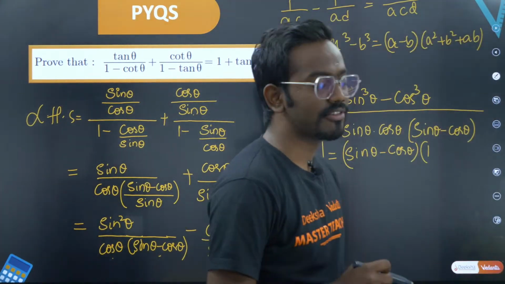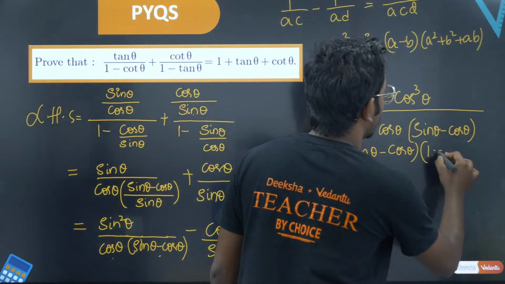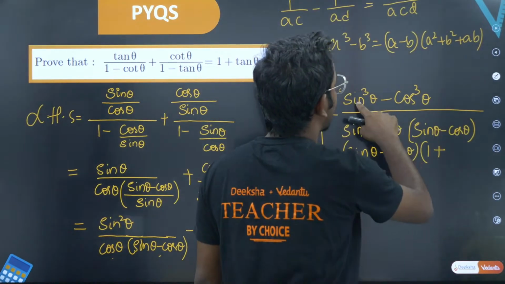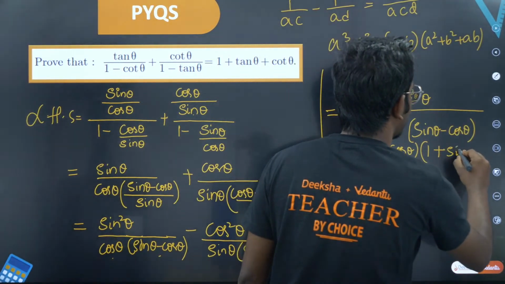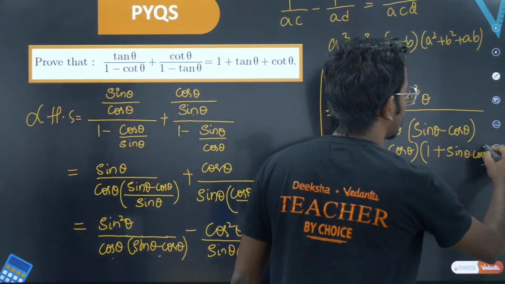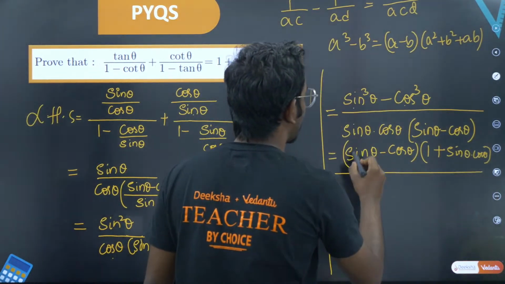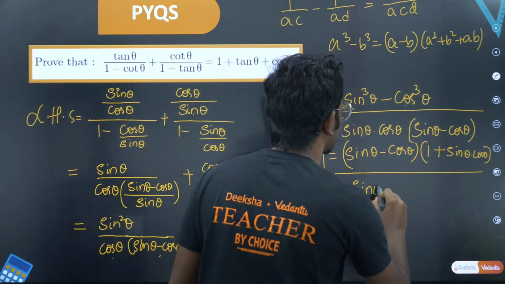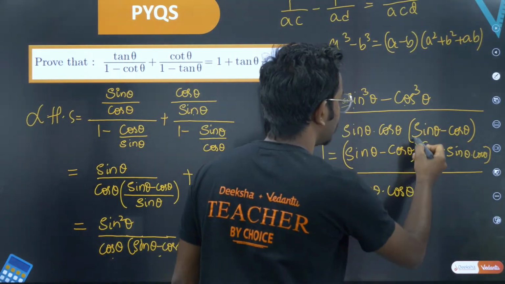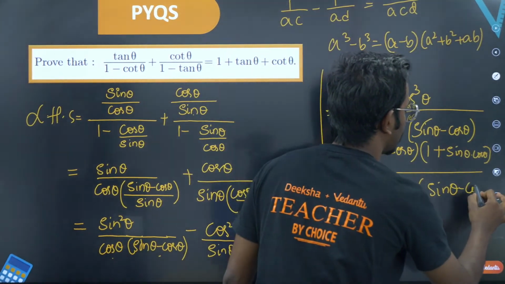So from here what you will have? Sir, 1 plus AB. AB is sin theta into cos theta. So 1 plus sin theta into cos theta is the numerator. Hope this is clear. We have just applied the a cube minus b cube formula. In the denominator what happens? You have sin theta into cos theta into, sir, sin theta minus cos theta.